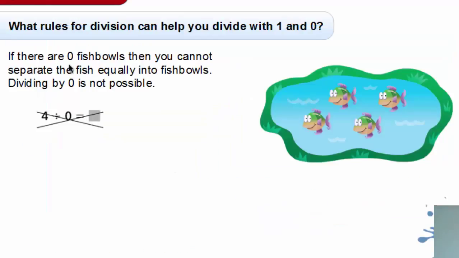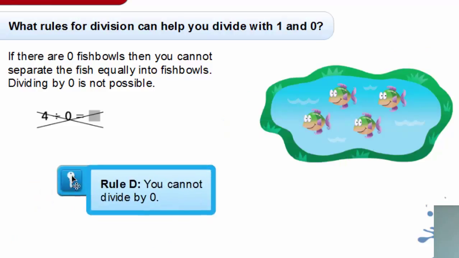If there are 0 fish bowls, then you cannot separate the fish equally into fish bowls. Dividing by 0 is not possible. If you have 4 fish, you cannot divide them into 0 fish bowls or 0 groups because these 4 fish are already in a group. It is not possible to separate anything into 0 groups. You just can't do it.